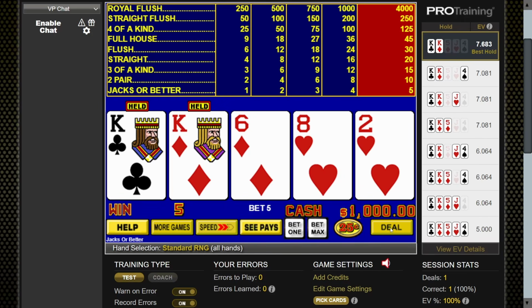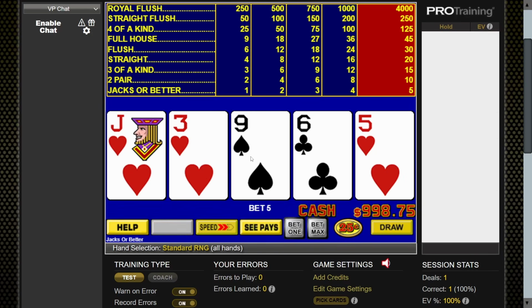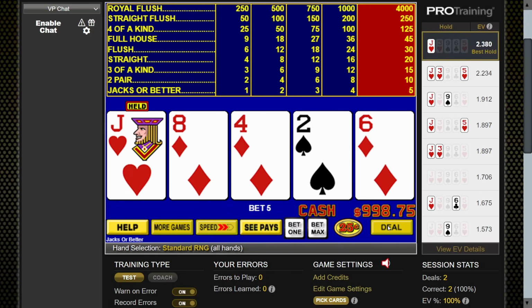Now we're going to play again. And here is a tough one. Since this is jacks or better, we're just going to hold a jack, because this is a bad hand. I'm just hoping to get another jack, get my money back, and go to the next hand, or get lucky.